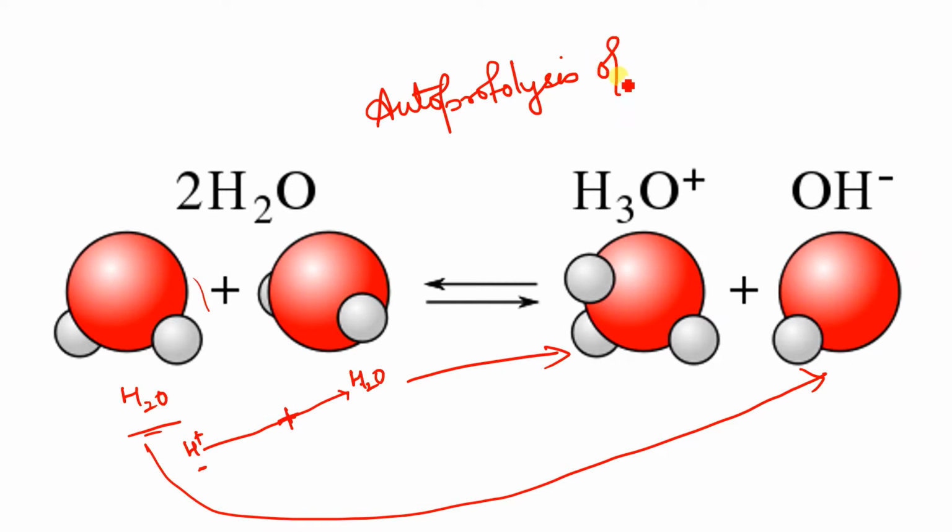Autoprotolysis of water, we can say. Why protolysis? Because one water molecule is leaving H plus and that H plus is gained by some other H2O molecule. So that's why it is called protolysis, and since it is occurring between the same species, it is autoprotolysis.